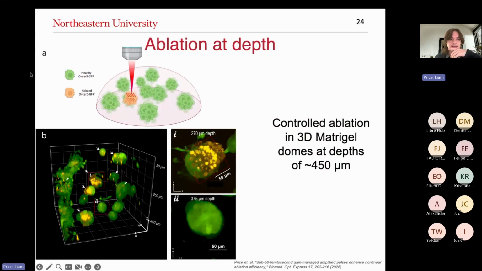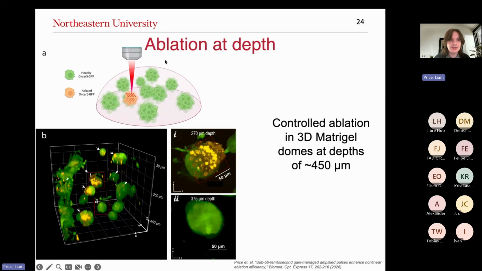And so what this is here is we take 3D Matrigel domes. It's just a commercial product. It's an extracellular matrix that you can buy that mimics the extracellular matrix of a normal tumor environment. And then the OVCAR5 cancer cells will grow within that dome in these sort of spheroids all over the 3D space.